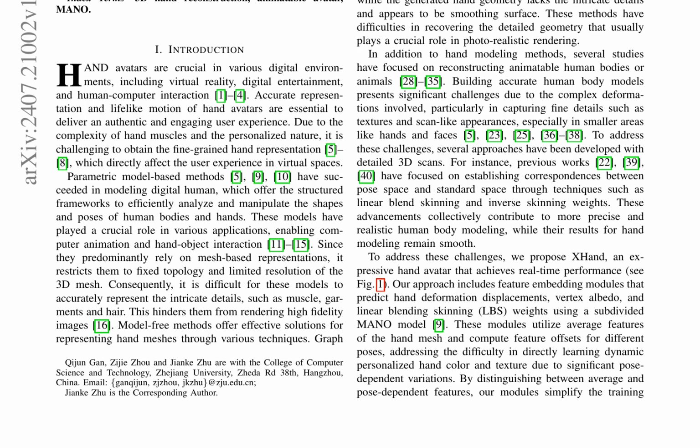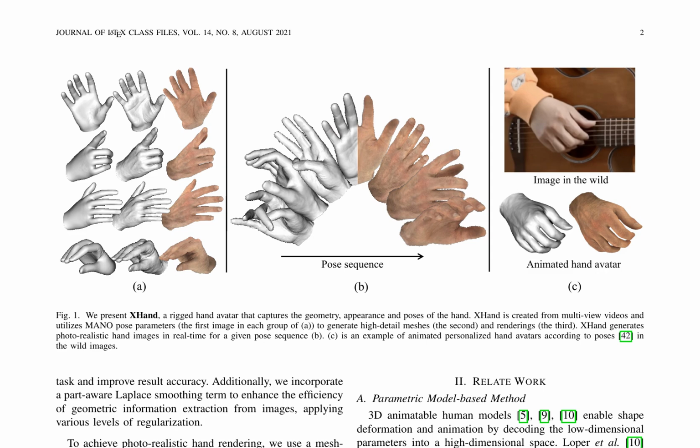In the realms of extended reality and gaming, on-the-fly rendering becomes imperative. To this end, we introduce an expressive hand avatar, named XHand, that is designed to comprehensively generate hand shape, appearance, and deformations in real time. To obtain fine-grained hand meshes, we make use of three feature embedding modules to predict hand deformation displacements, albedo, and linear blending skinning weights, respectively.